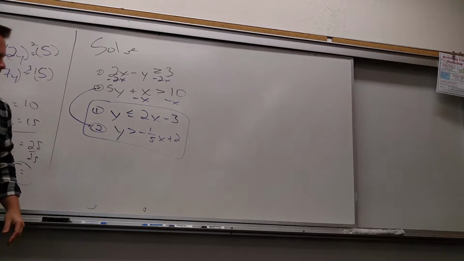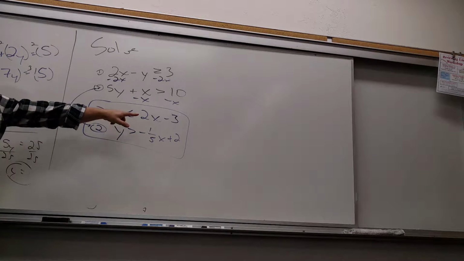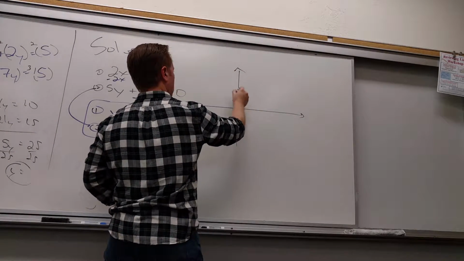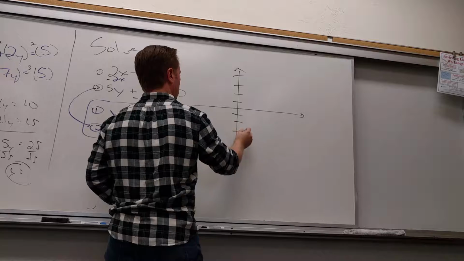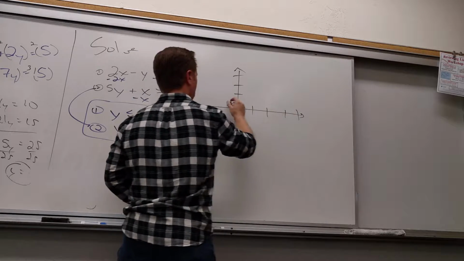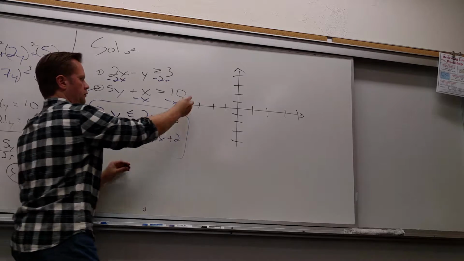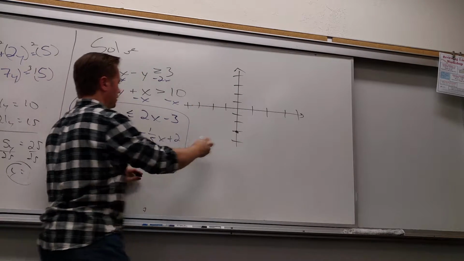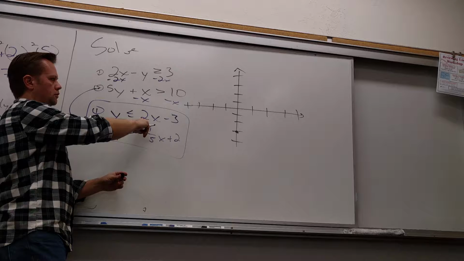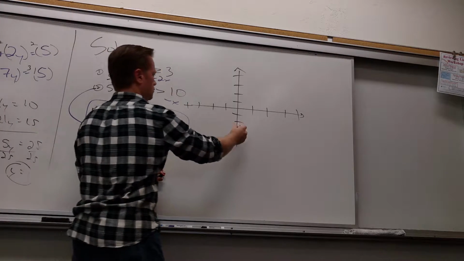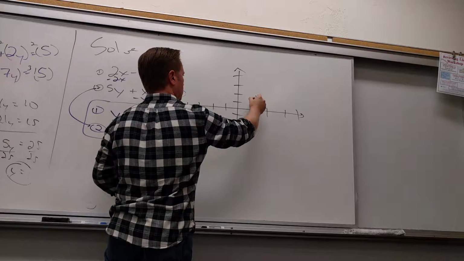Alright. So now this first one, what do I know about it? The y-intercept for the first one is negative 3. 0, negative 3. And then I go up 2, run 1. Up 2. Run 1. I like it.